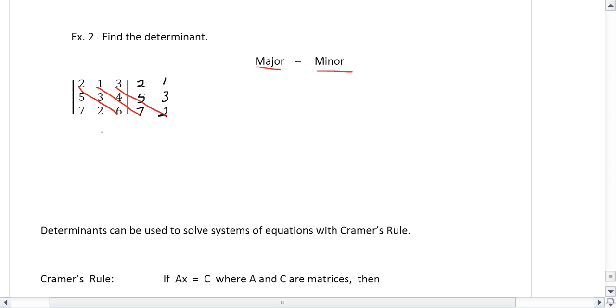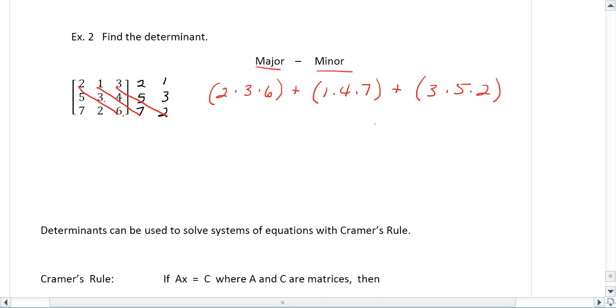So I'll write it out. We have to multiply all those and we add all those products together. So I'm going to write this out the long way so you can see it. All this work is for the major. We have 2 times 3 times 6 plus 1 times 4 times 7 plus 3 times 5 times 2.